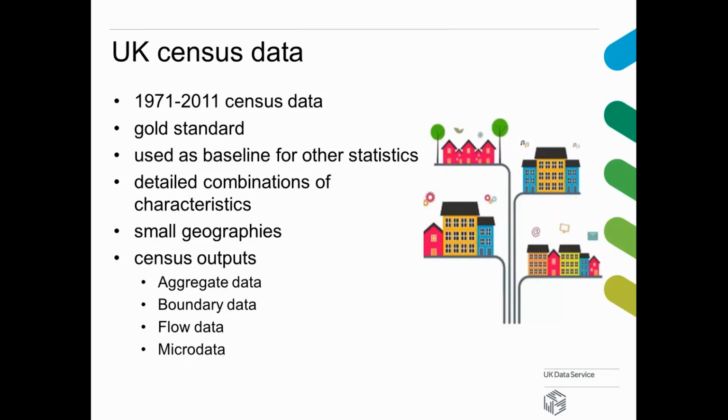Now, the census data itself can be divided into different outputs, such as aggregate, boundary, flow and microdata, and we'll have a look at each of those. Most of the data are open now. However, there may still be some restrictions on some elements of the census data that we hold. This is because the licenses under which we hold these data may be restricted to those in higher education. So do bear that in mind, but get in touch with us if you need any advice.